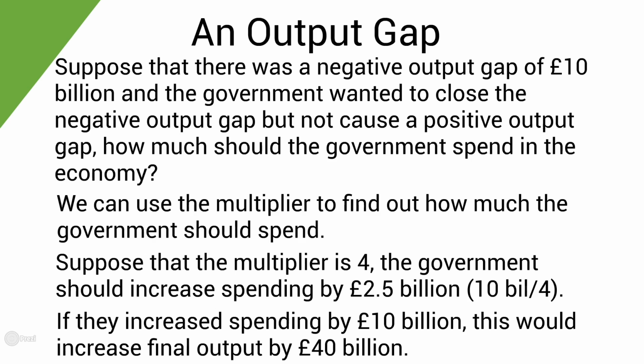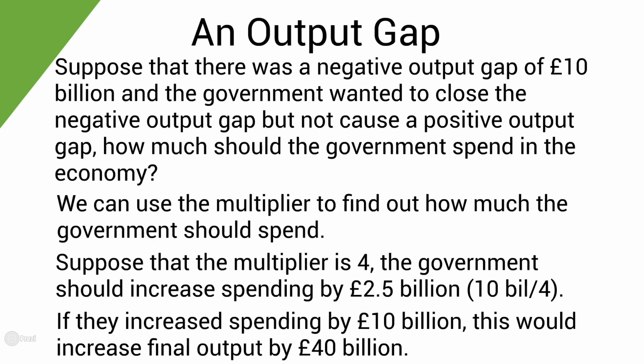Let's now consider the case of when the marginal propensity to consume is lower than it was when the multiplier was 4. The marginal propensity to consume when the multiplier was 4 was 0.75. Now let's suppose that the marginal propensity to consume is 0.5, and this gives us a value for the multiplier of 2. So in our economy, we still have the same negative output gap of £10 billion, but now the multiplier is 2.